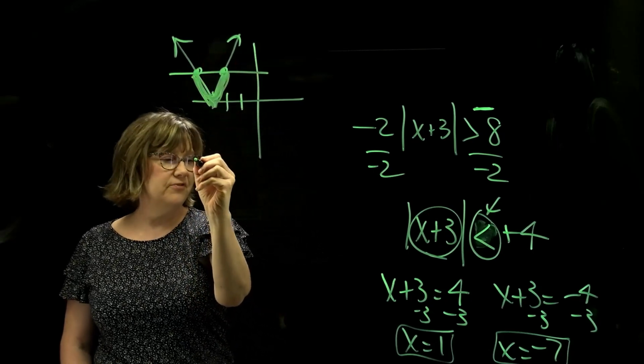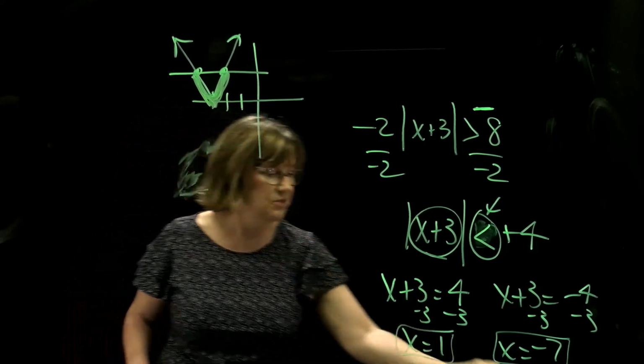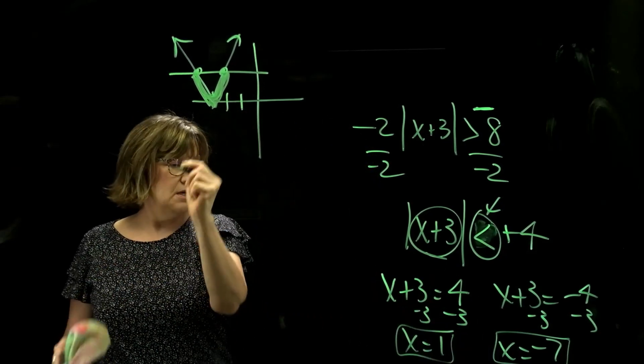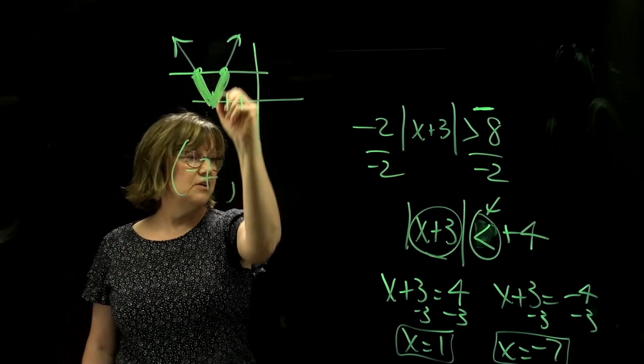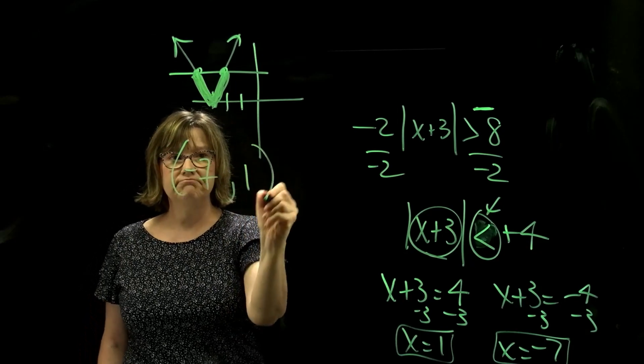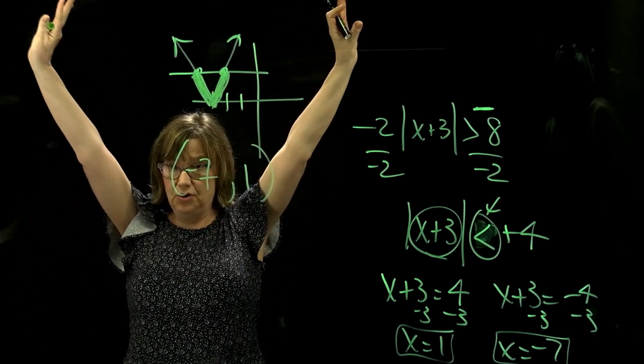That would be from negative 7, not included. So I'm going to use parentheses here. Sorry, let me erase that. Parentheses, negative 7, and then all these are going to be answers that are less than, and then I go to 1, because it's less than. If it was greater than, I would be up here.